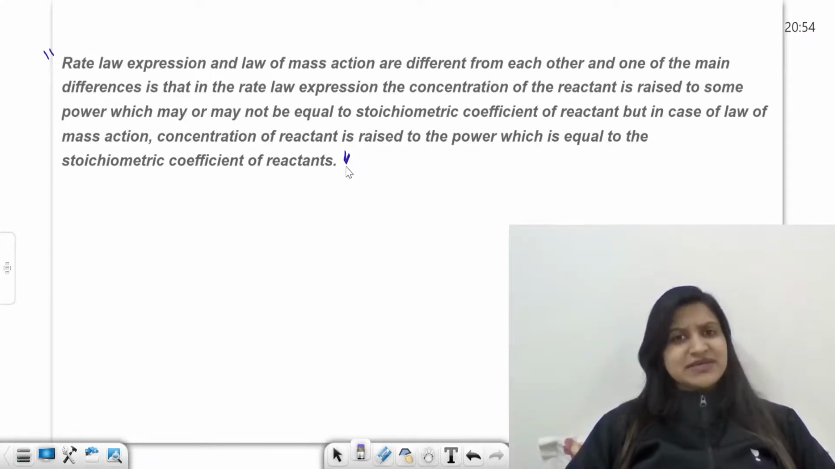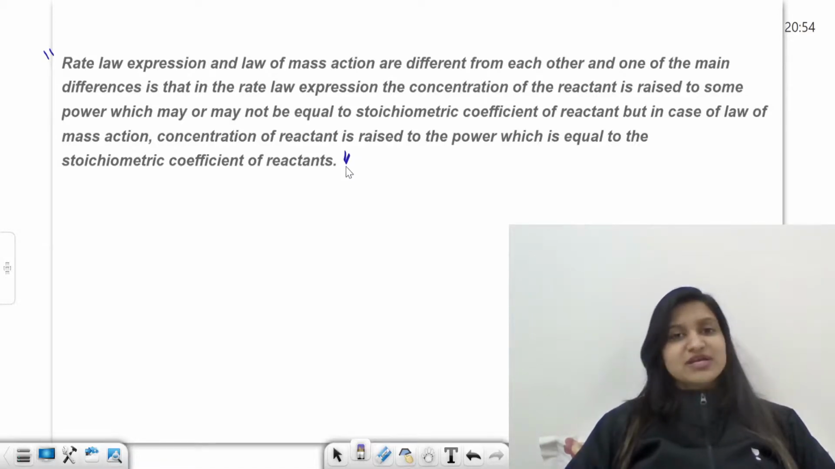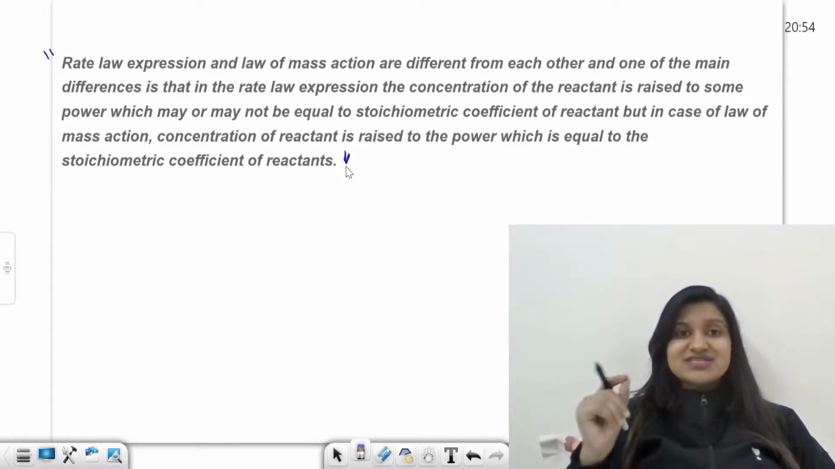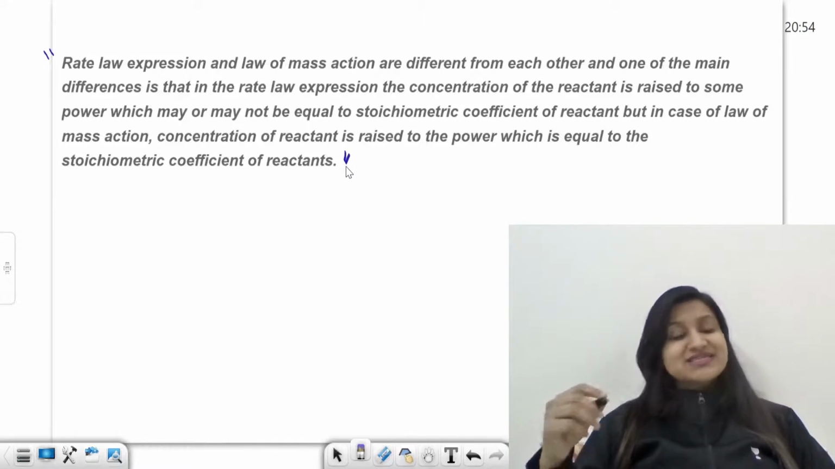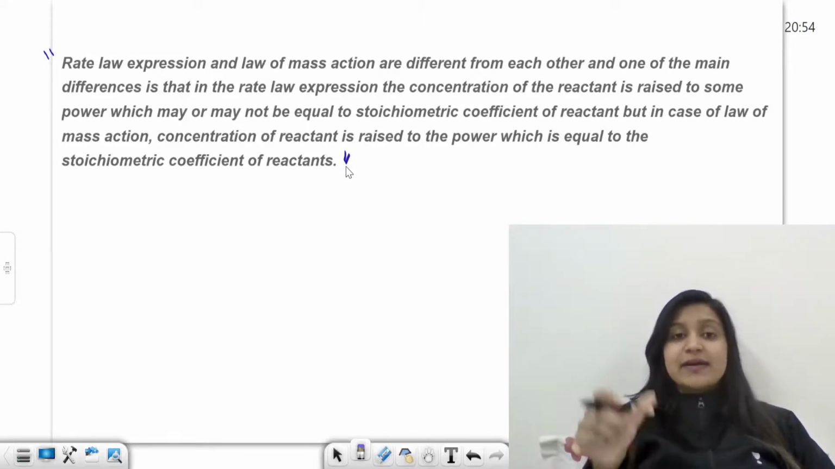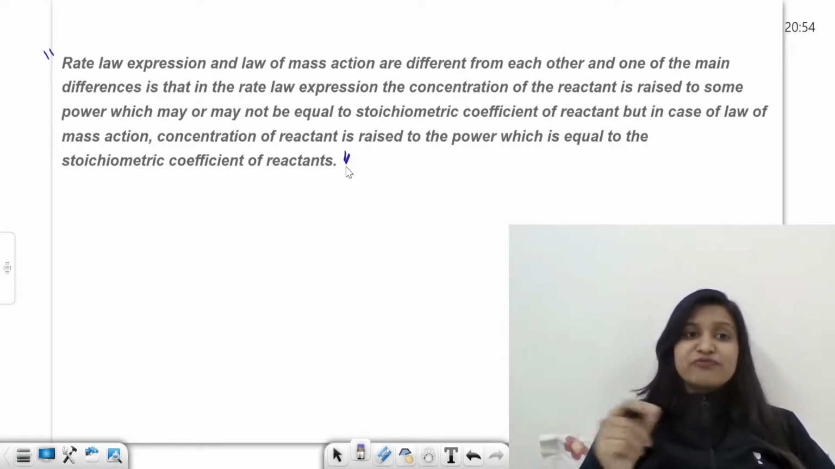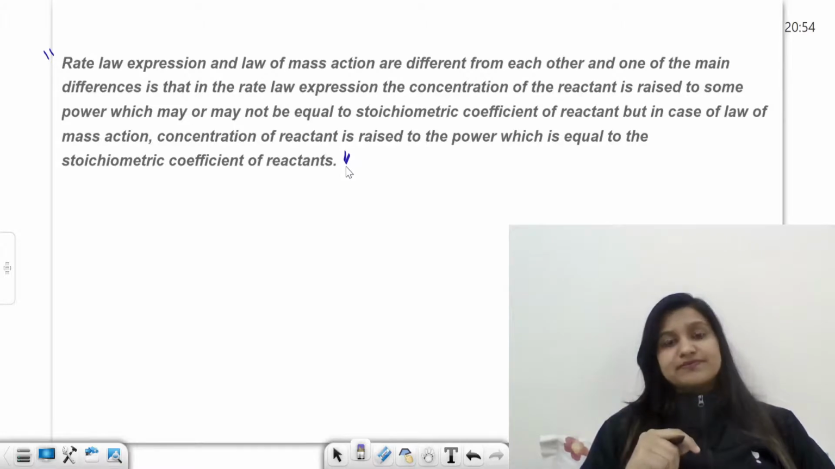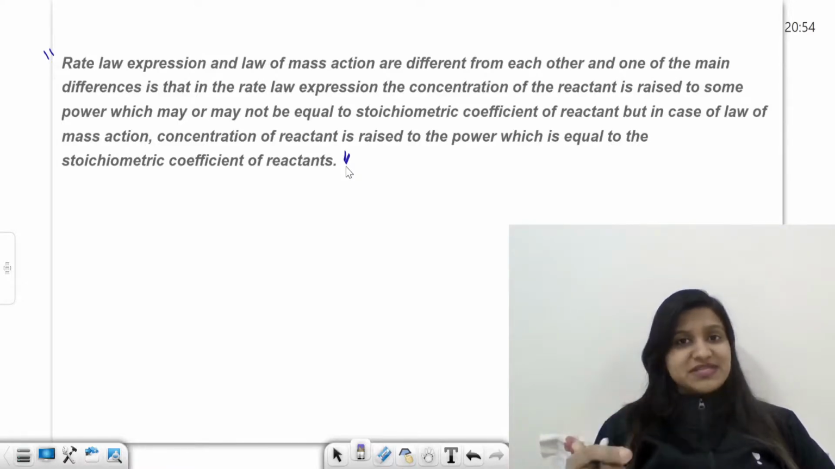The law of mass action is the multiplication of molar concentrations raised to the power equal to their stoichiometric coefficients. In this, these are the coefficients which are present in the balanced chemical reaction. But in the case of rate law, these coefficients are the ones on which the rate of reaction actually depends.